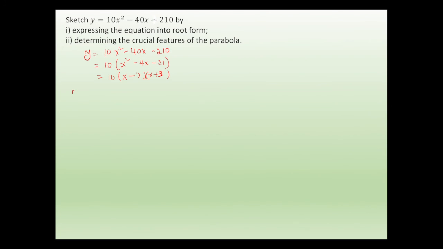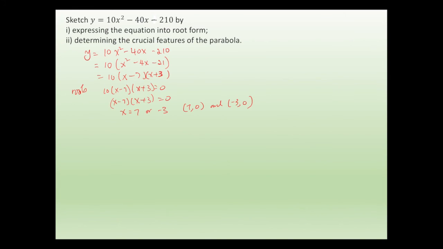So here, for the roots, 10(x − 7)(x + 3) = 0. We know that 10 does not equal 0. Therefore (x − 7)(x + 3) = 0, so x = 7 or −3. Or the roots are (7, 0) and (−3, 0). All right.